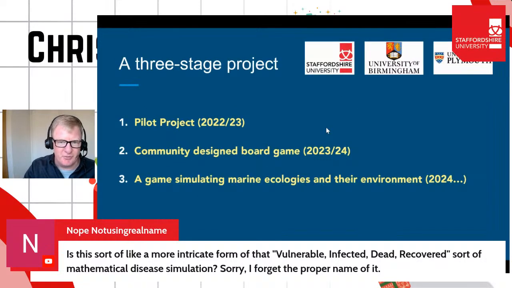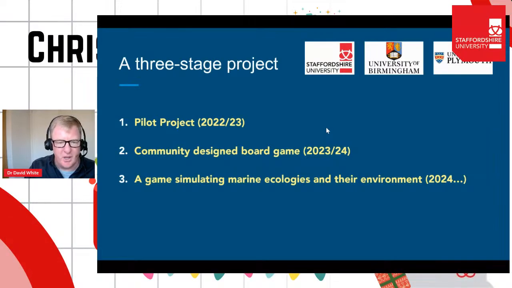And last year, I rebooted this research, and this is largely what I'm going to talk about today. We did a pilot project about this time last year. This year, I've been designing a community-designed board game, and what those two stages are going to lead into is a much more complex game, simulating marine ecologies and the environment.